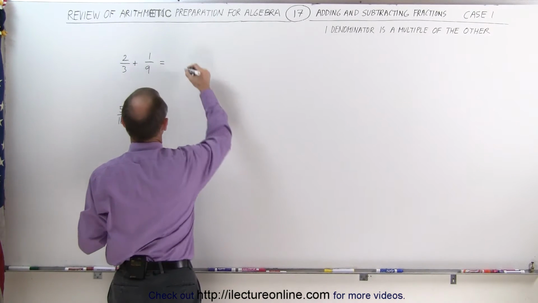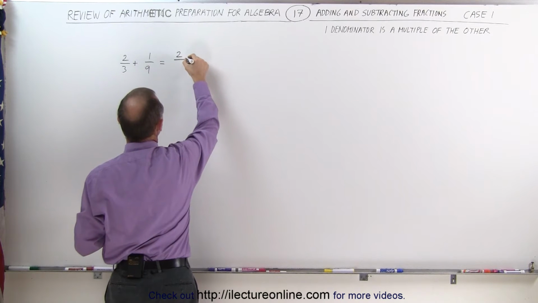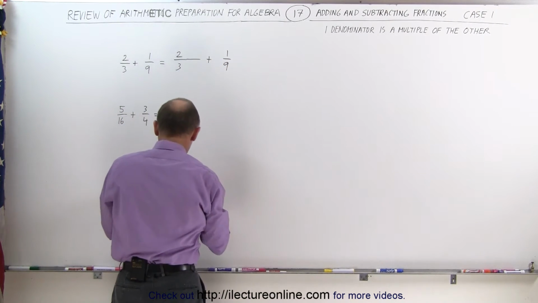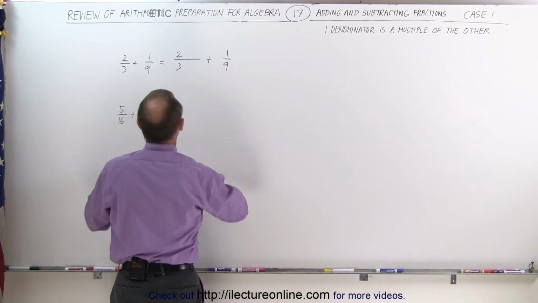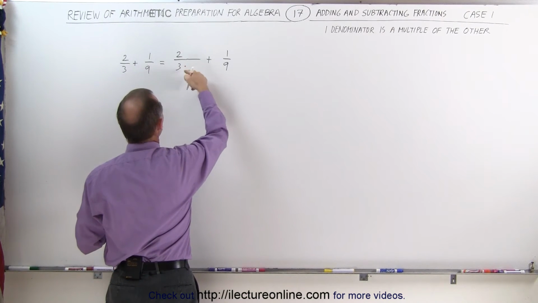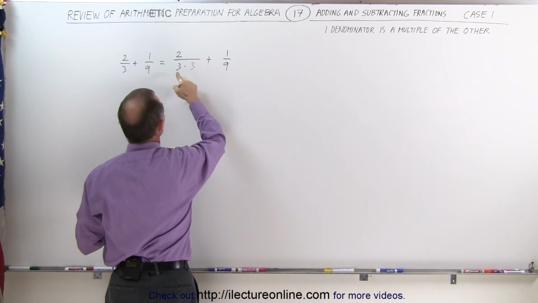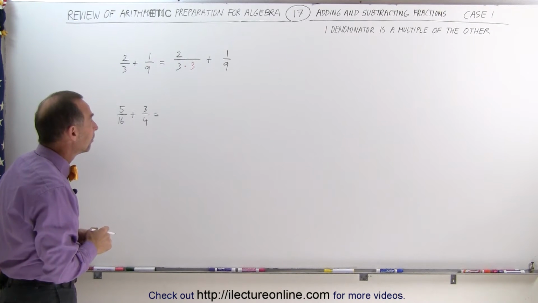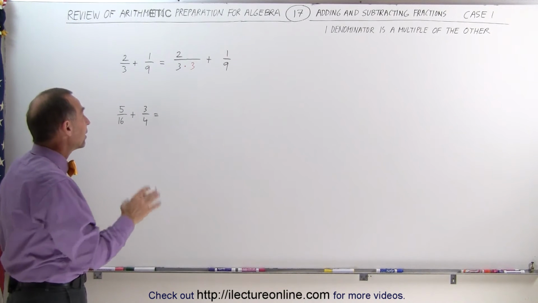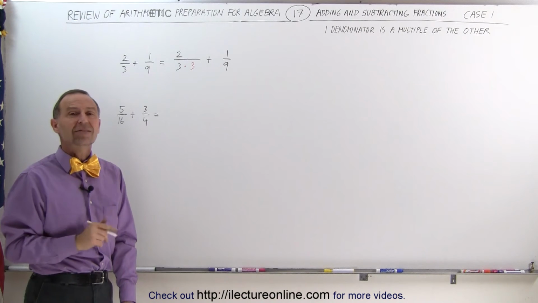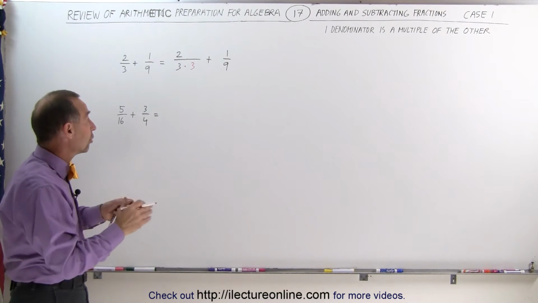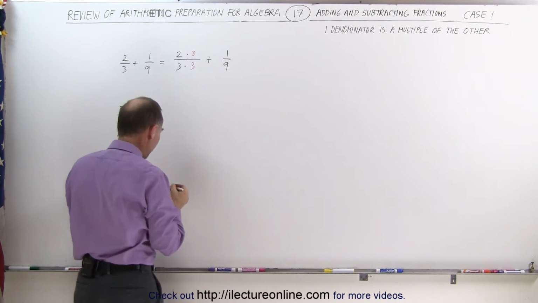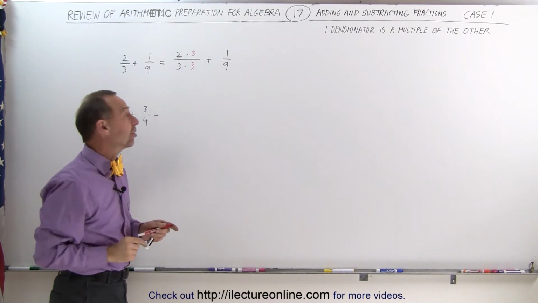So let's do that. We have 2/3 plus 1/9. And so what I need to do here is multiply the small denominator by 3. 3 times 3 gives me 9, so now we would have the same common denominator. But notice, if I'm going to multiply the denominator times 3, I must do exactly the same to the numerator. Otherwise, my fraction is no longer the same fraction. I must also multiply the numerator times 3. Now, the fraction is still the same.